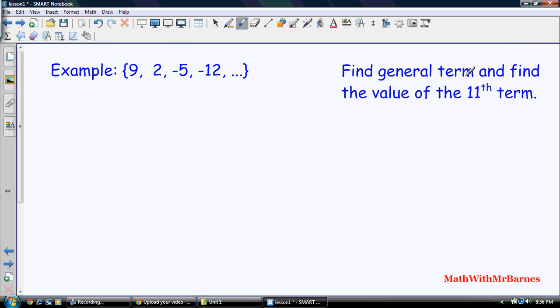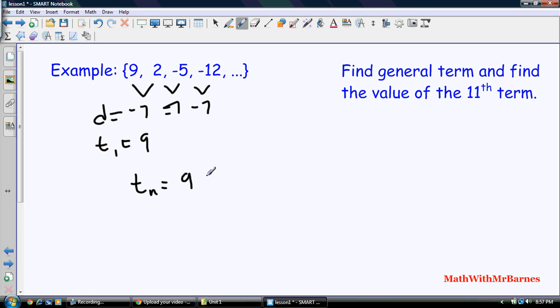Okay, let's do one more example. Find the general term and the value of the 11th term. All right, so let's find my difference. That's going to be negative 7, negative 7, negative 7. My first level difference D1 is -7. My T1 is 9. Really, the only way this can get any more complicated is if it was fractions, or maybe square roots or something in it, but really, they're all the same.